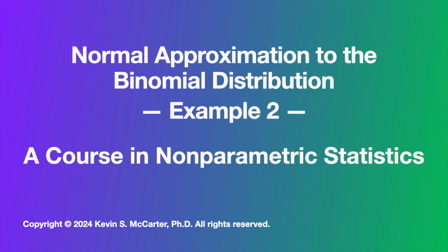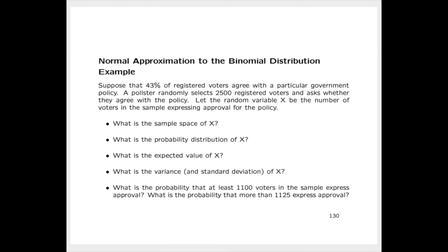All right, in this section we're going to look at one more example involving the normal approximation to the binomial distribution. Suppose that 43% of registered voters agree with a particular government policy. A pollster randomly selects 2,500 registered voters and asks whether they agree with the policy. Let the random variable x be the number of voters in the sample expressing approval for the policy.